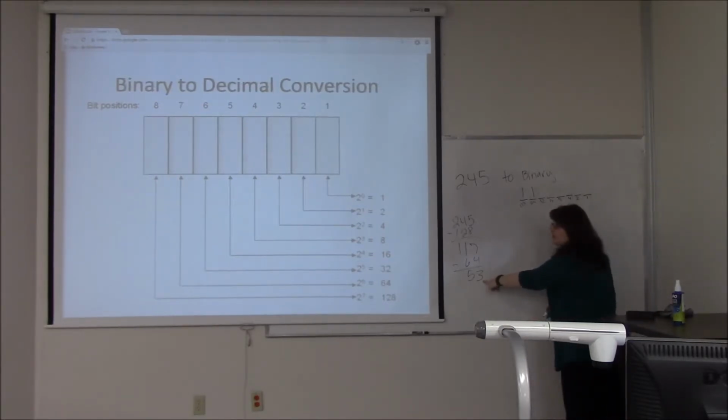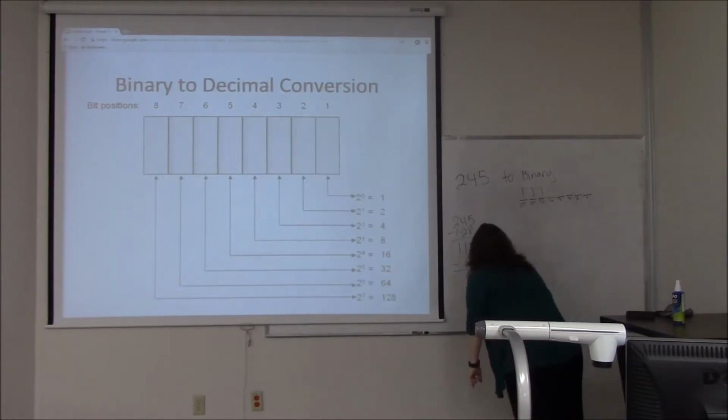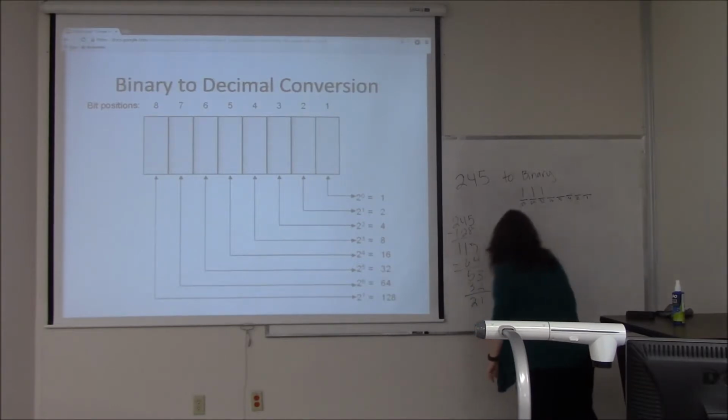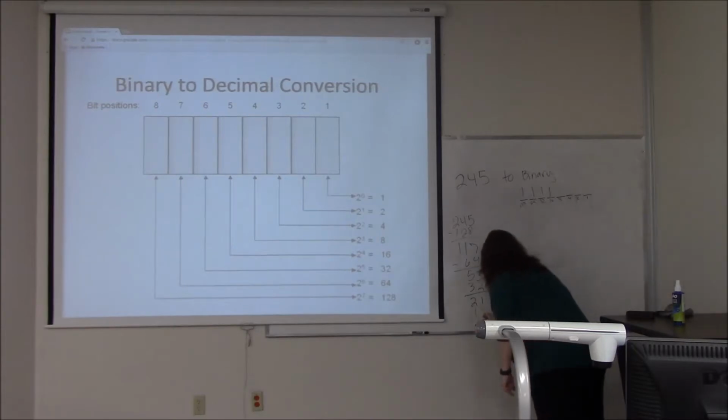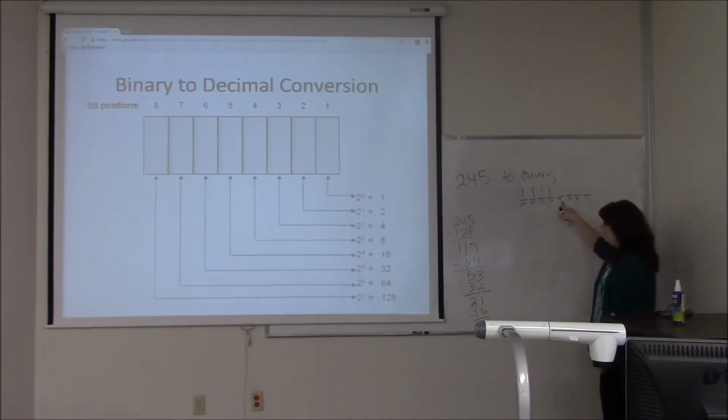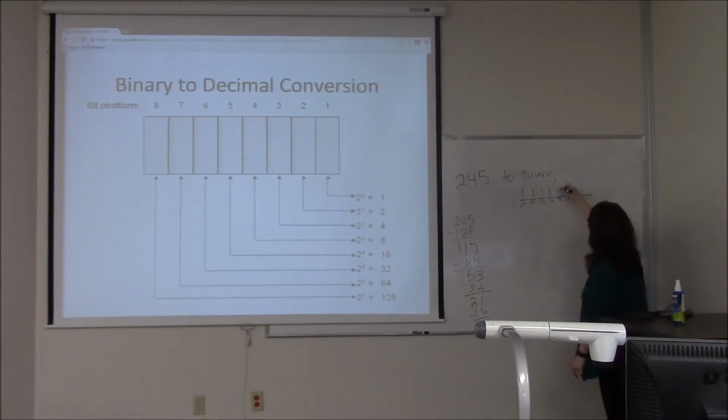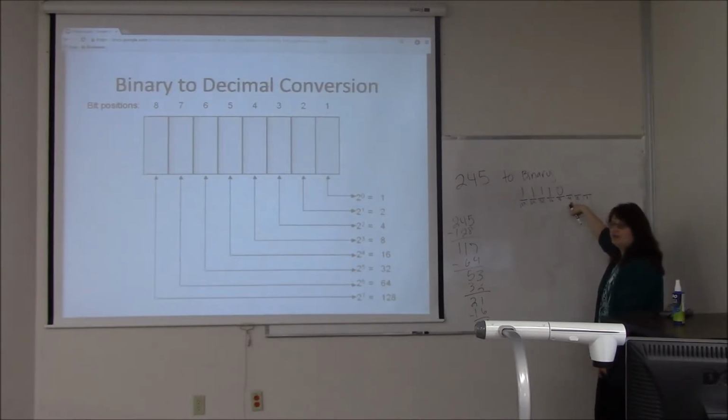Okay, 32 goes into 53, so 1 for 32. Now I'm down to 21. 16 goes in, yep. Now I only have 5 left. 8? No. 8's bigger than 5, so that won't work, so 0. 4 is not bigger than 5 though, so put in a 1.